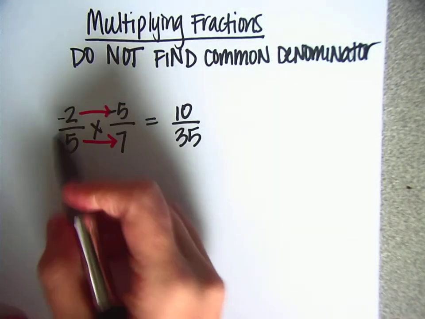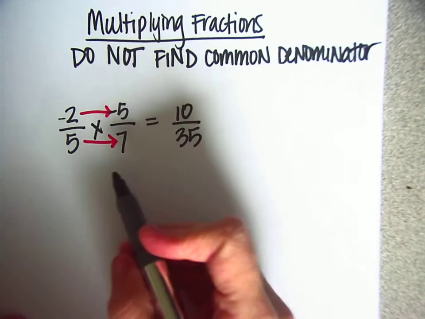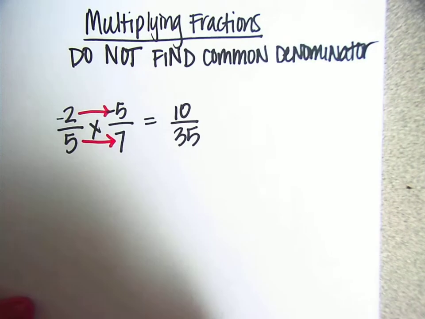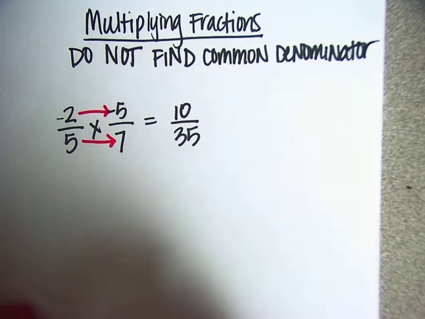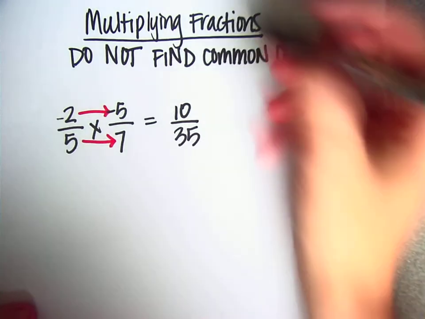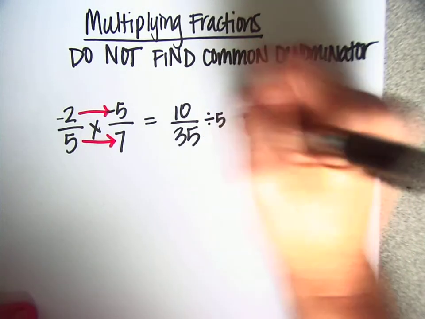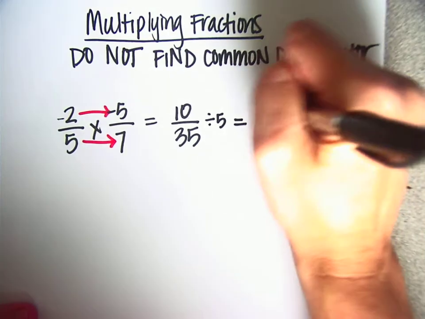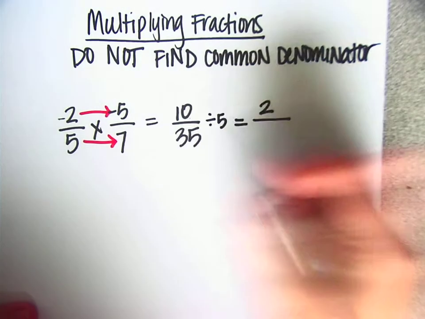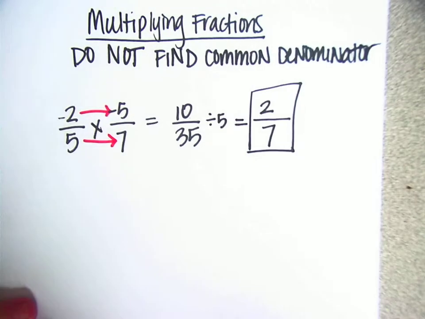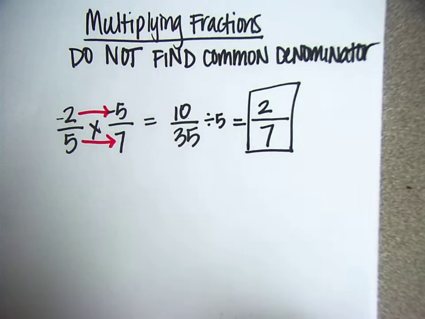Okay? We need to look at our signs. Our signs are the same. We know it's positive, so we can keep it like that. Now we're going to simplify. You need to figure out what number would equally go into both of these. In this case, that would be 5. So 10 divided by 5 is 2. 35 divided by 5 is 7. That way, our final answer is 2 over 7.